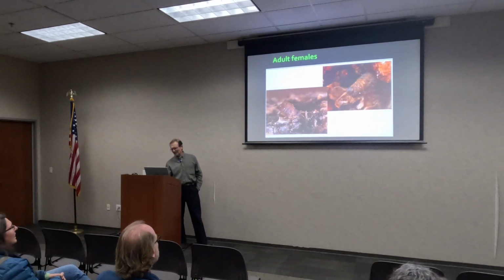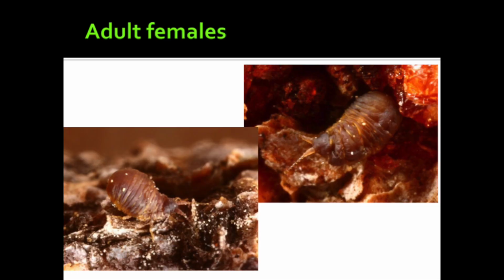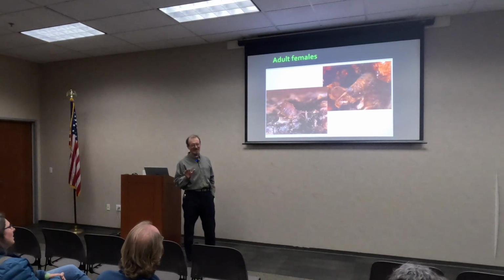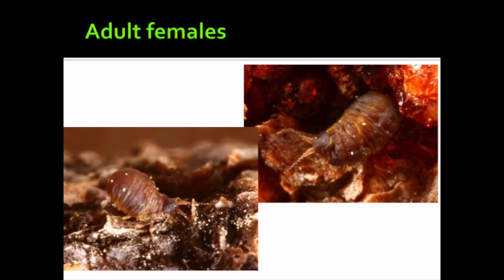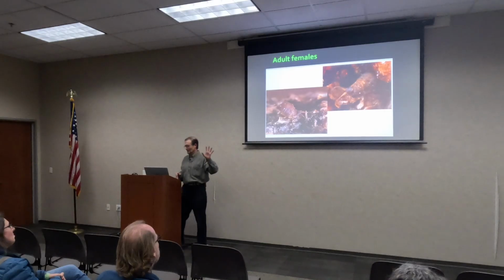And when they come out, this is what they look like, little blobs with antennae. And the females don't move very much. They just get out there, and then they're on the bark, and they take a position, and they raise their abdomen and wait for a male to come mate with them.